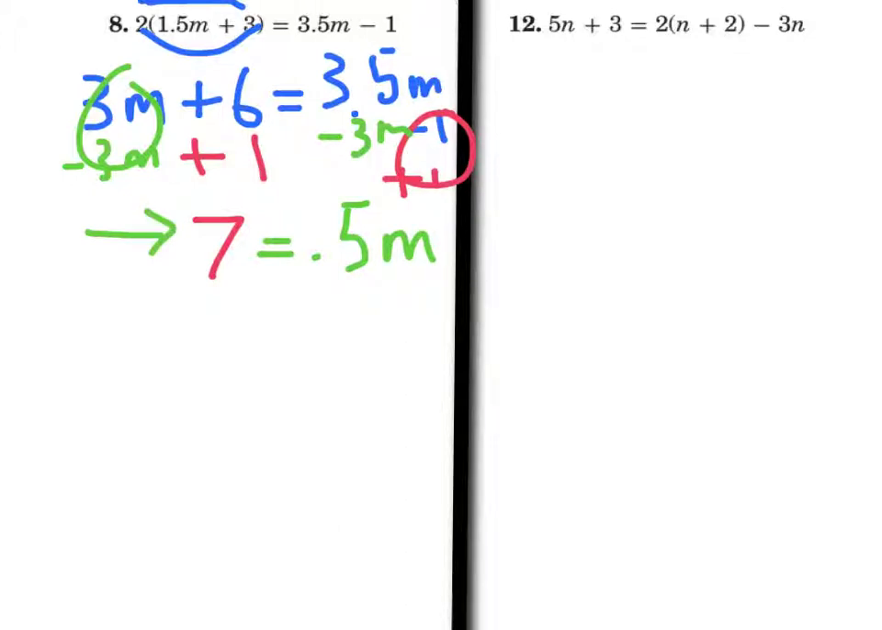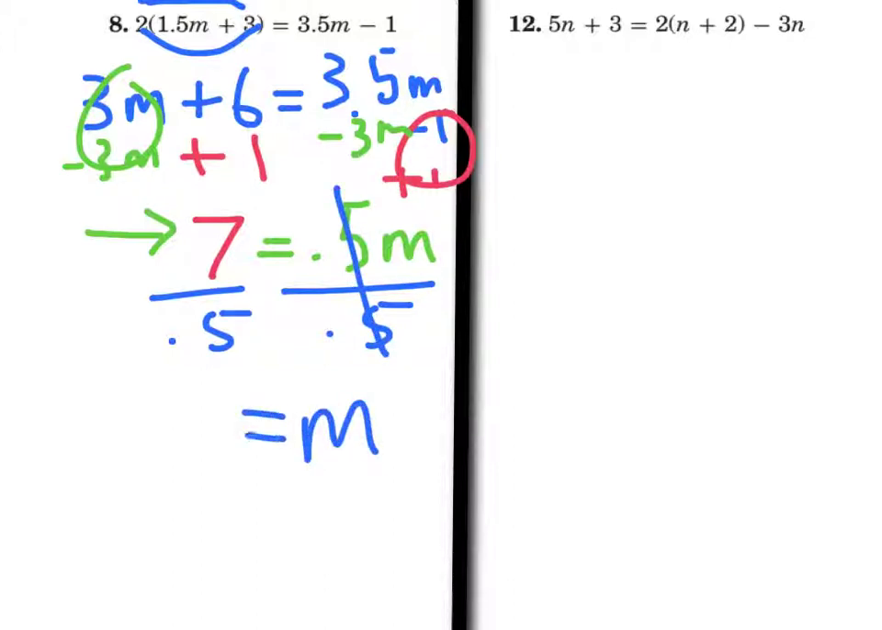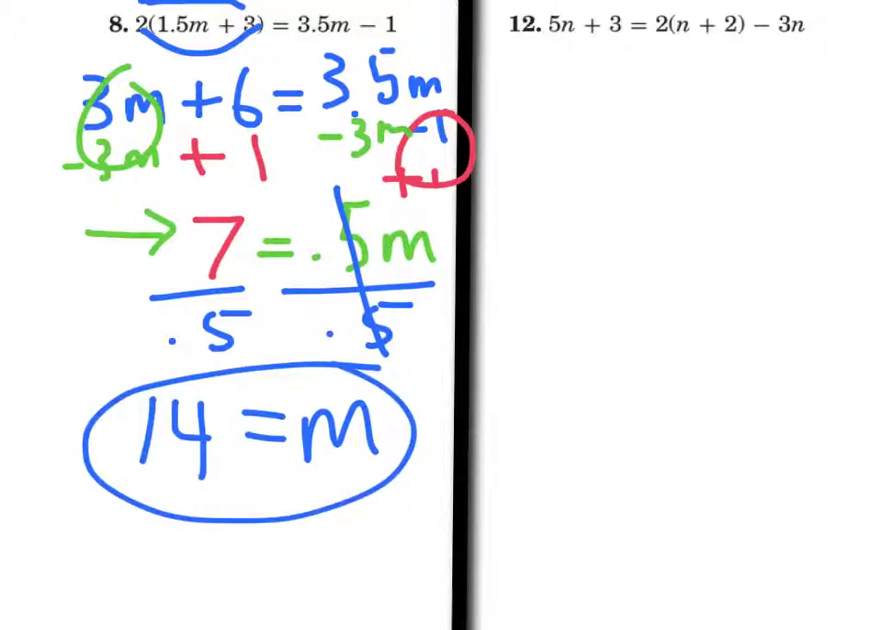Then what I want to do is divide both sides by 0.5. So that turns into a 1. 1m is m, equals, and then 7 divided by 0.5 is 14. So there's your solution for 8. All right, over here at 15, I need to distribute first.